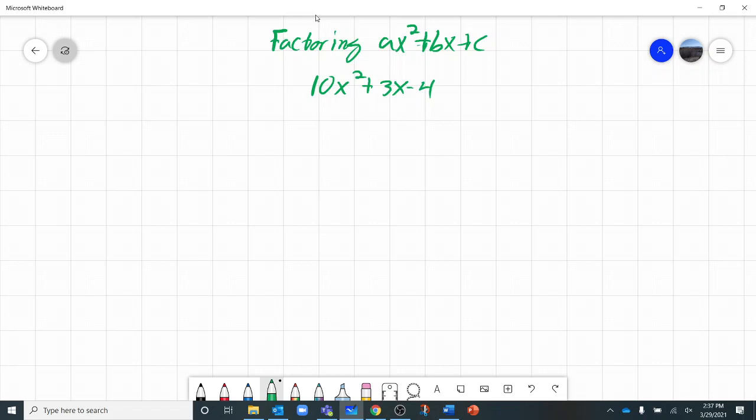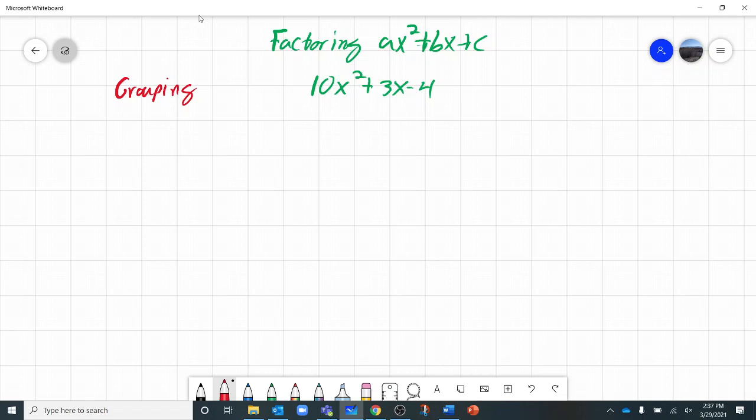Okay, for this one, I'm going to do it twice. I'm going to do it once using substitution and once using grouping. Again, if one works better for you, then go with that. So I'm going to start with grouping, just because that's the order that it comes up in the book. Grouping.